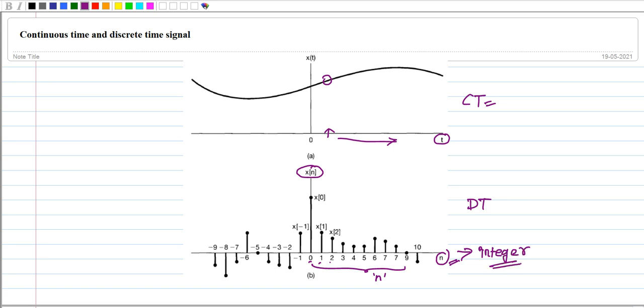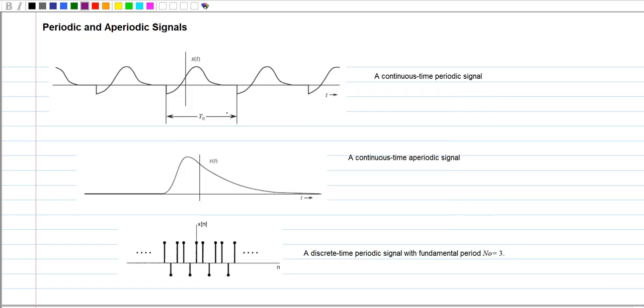So later on we will remind this concept. We will use this concept in various problems. So for integer values, if my signal is defined, then that is a discrete time signal. If it is continuous over the time, it is a continuous time signal. Let me move on to the next class of signals called periodic and aperiodic signals. Throughout this course we will discuss only continuous time signal and discrete time signal.